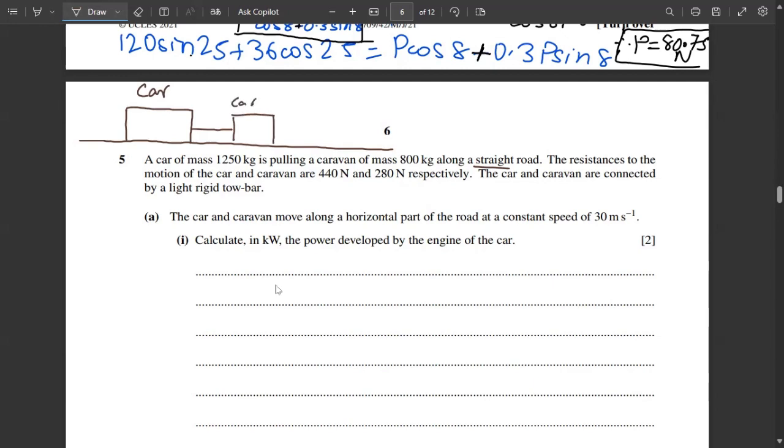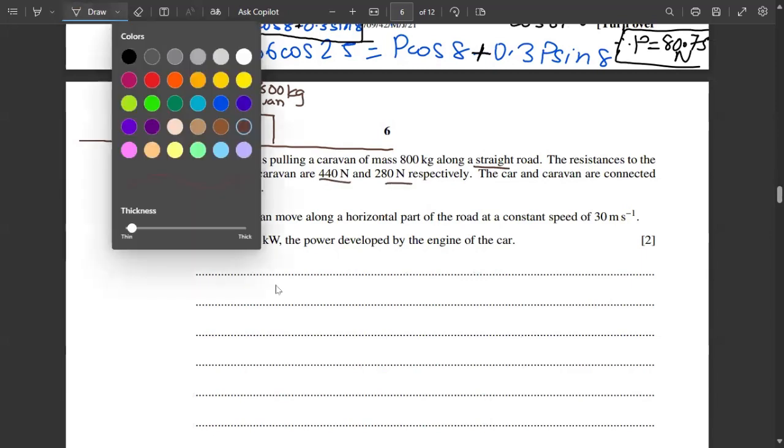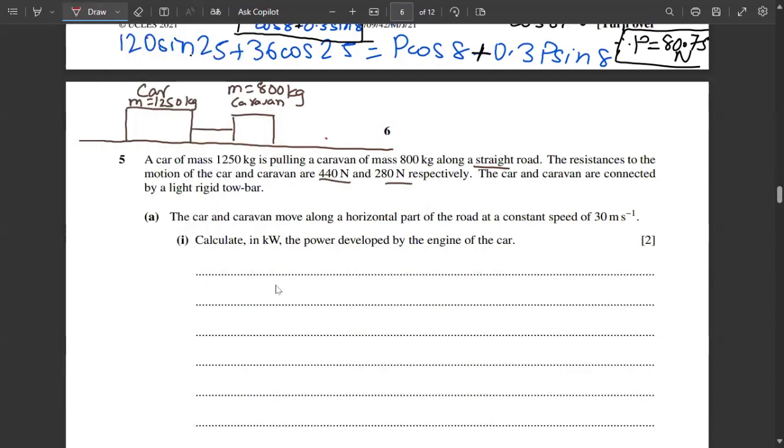Let this be the car one. Mass is 1250 and the mass is 800 kg. The resistance to the motion of the caravan 440 and 280 Newton. Okay. So on the car is 440, and the caravan is 280. Remember, these are the resistance force, not the driving force.